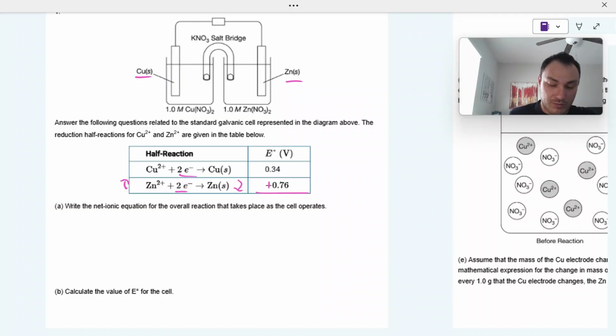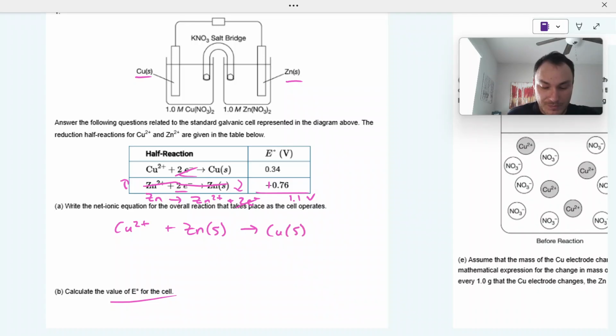We get 1.1 volts. Oh wait, that's not what we're trying to find, but that's going to be the next question anyway. 1.1 volts. We need the overall net ionic equation. When we flip these two, we're going to get copper 2 plus. Let me just write this down. Zinc yields zinc 2 plus plus 2 electrons. The electrons are going to cancel out, and we get copper 2 plus plus solid zinc yields solid copper plus zinc 2 plus. The voltage is going to be 1.1 volts.